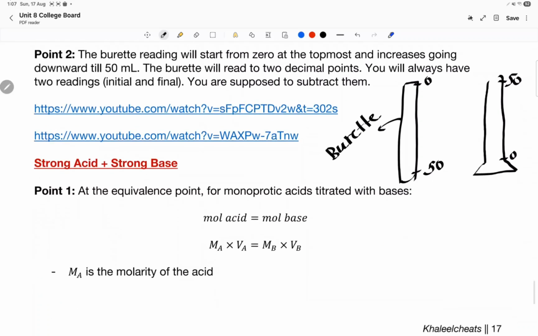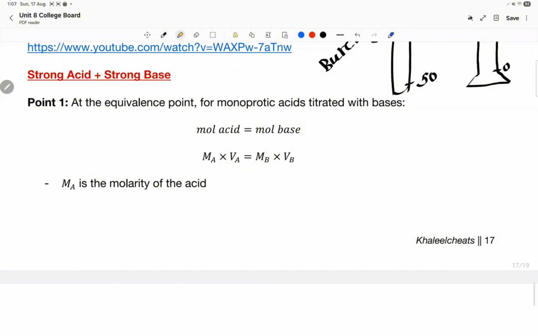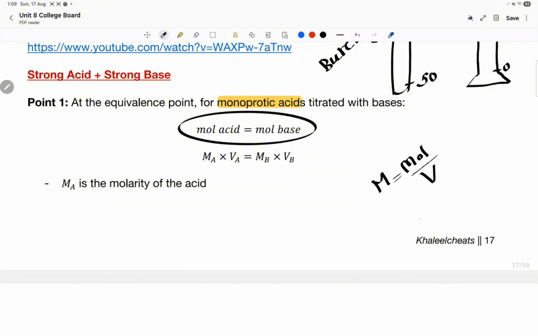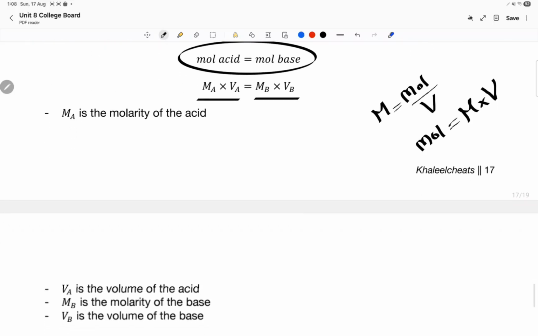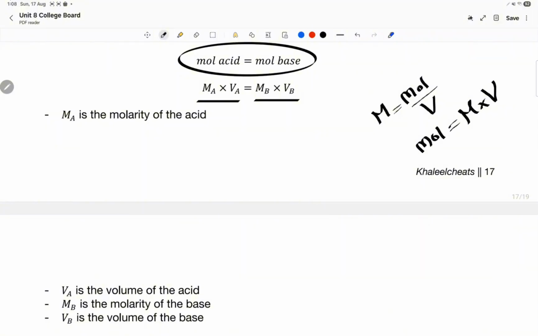Okay. Now, if you're dealing with a monoprotic acid, which means an acid that can only give away one H plus, then at the equivalence point, the moles of the acid is equal to the moles of the base. Now, if you recall, molarity is equal to mole over volume. So mole is equal to molarity times volume. Cross multiply. Yeah. So essentially, molarity of the acid times the volume of the acid is equal to molarity of the base times the volume of the base. And if it's a polyprotic acid, it won't be equal at the equivalence point? They will be, but you have to implement a different equation.